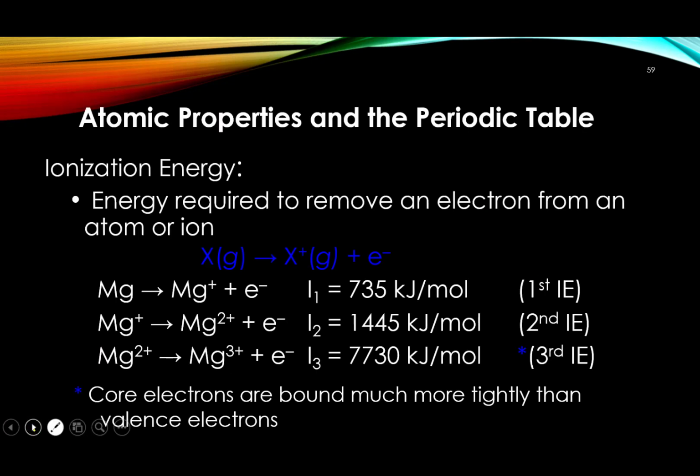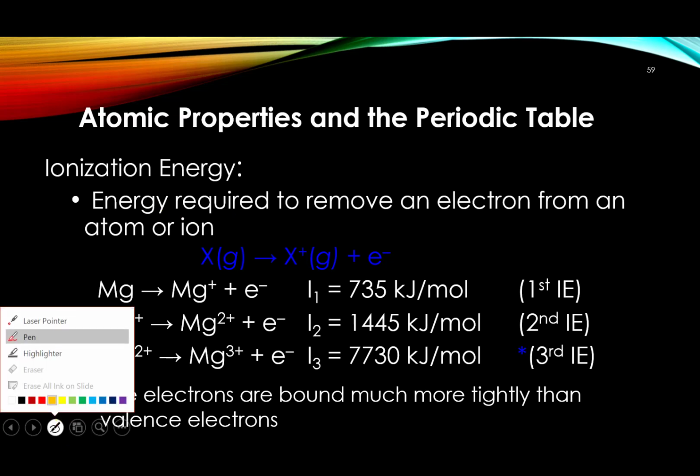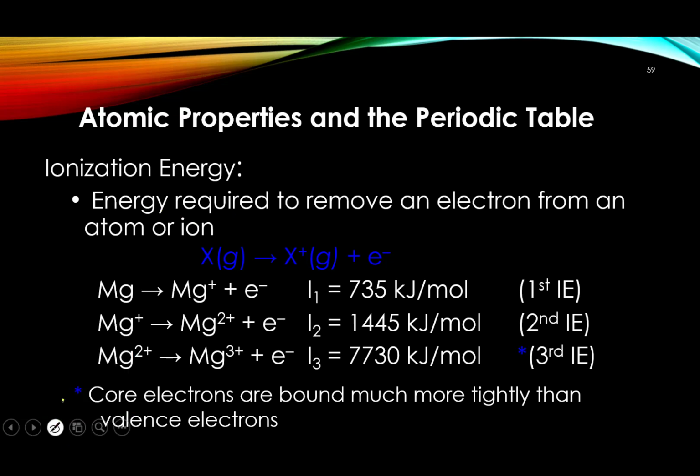Now let's talk about the atomic properties and the periodic table. The first thing that I'm going to talk about is the ionization energy. By definition, it is the amount of energy required to remove an electron from an atom or ion. That's what ionization means. We're going to remove an electron.